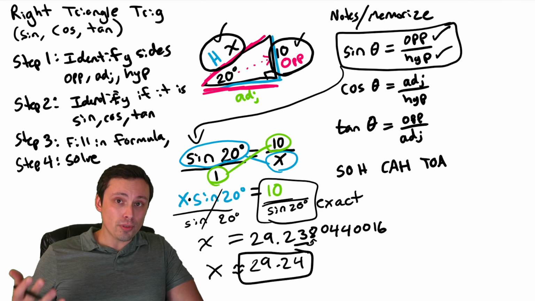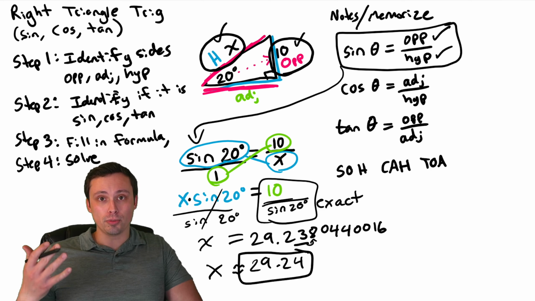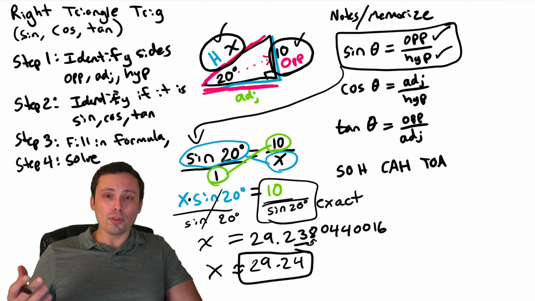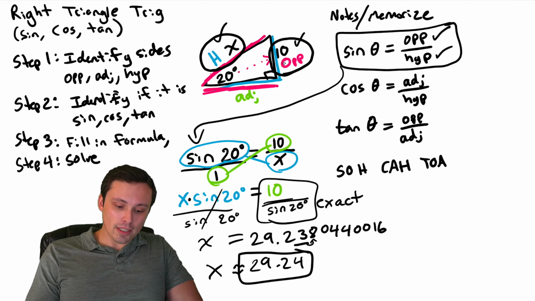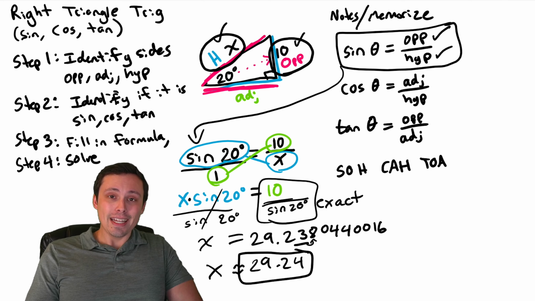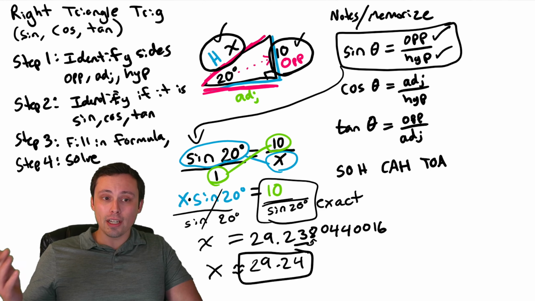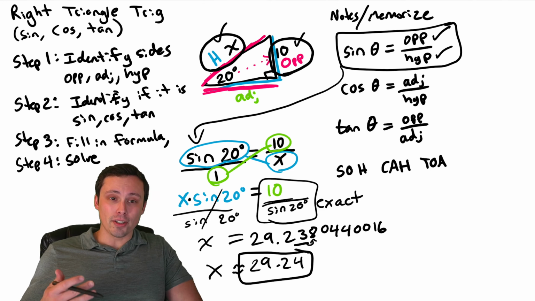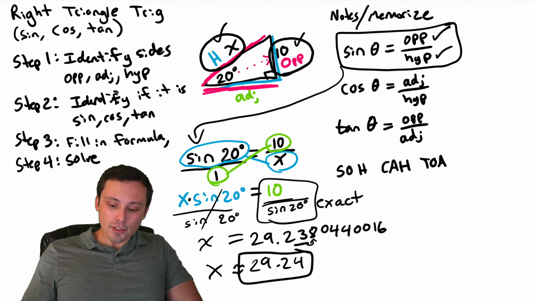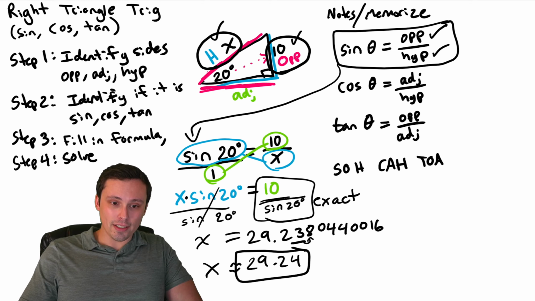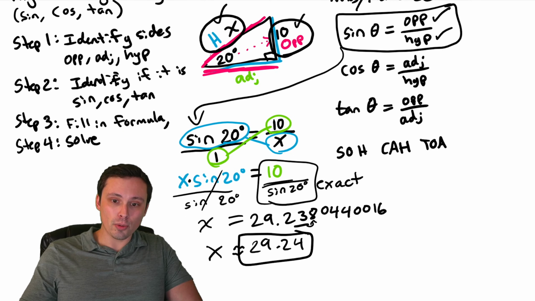Remember that similar triangles always have equal ratios. So the ratio of the opposite to the hypotenuse in this triangle is the same as the ratio of the opposite to the hypotenuse in a triangle that is similar to this one. Similar triangles will have matching angles. So by typing in the 20 degrees, when you type in sine 20, what is your calculator actually thinking?